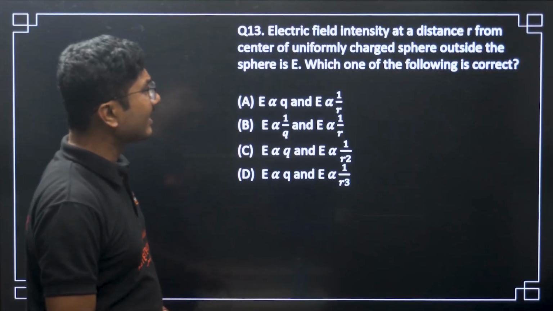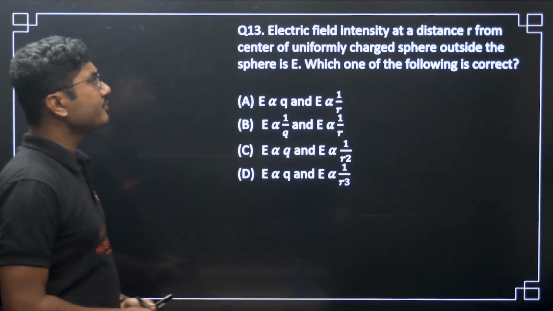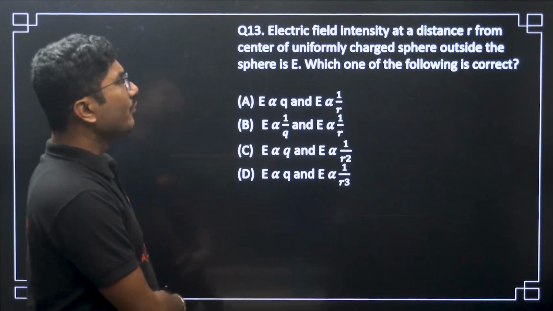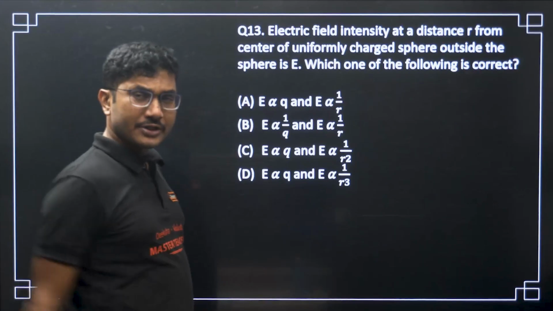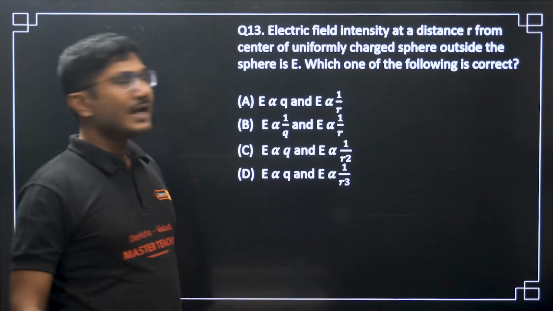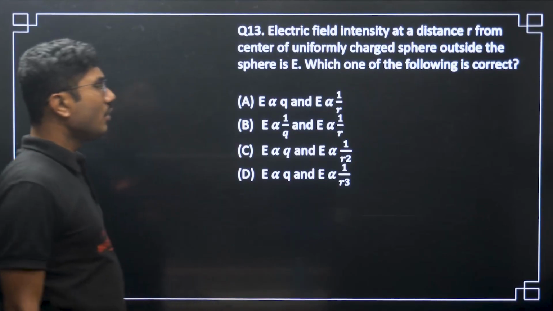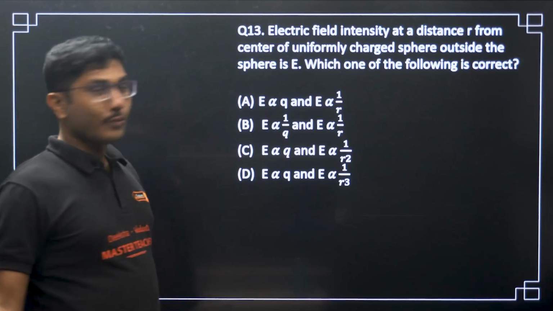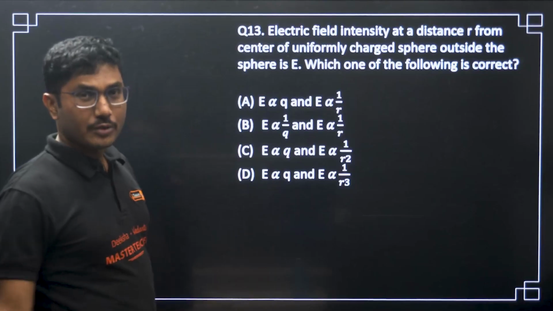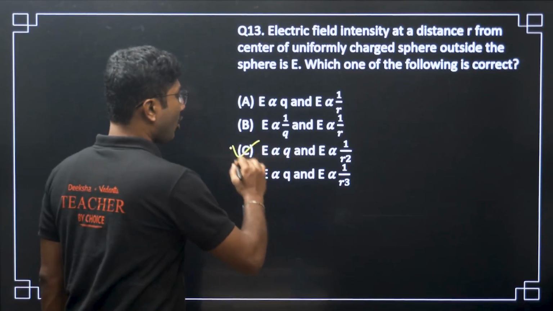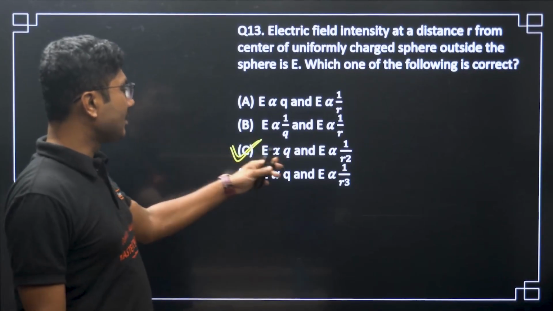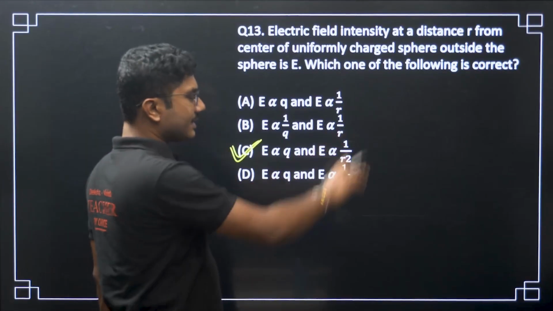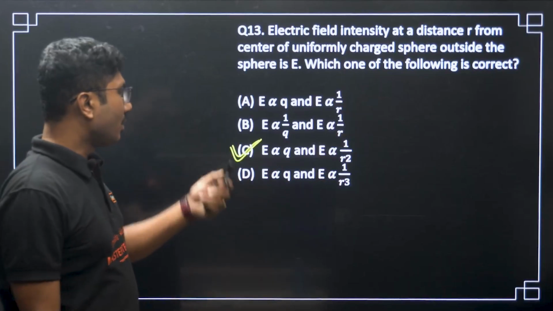Electric field intensity at a distance r from the center of a uniformly charged sphere, outside the sphere, is E. Which of the following is correct? For a uniformly charged sphere, the electric field outside the sphere is inversely proportional to the square of the distance, and directly proportional to the charge on the sphere. So obviously option C is correct. It is directly proportional to Q and inversely proportional to the square of the distance, like r square only, not r2.